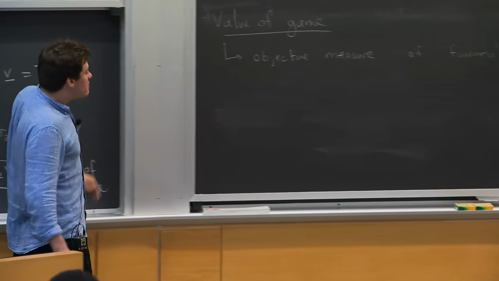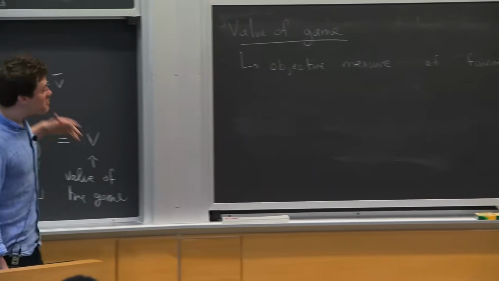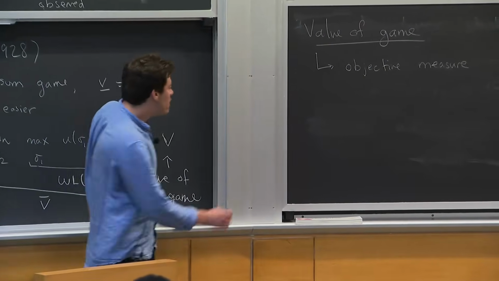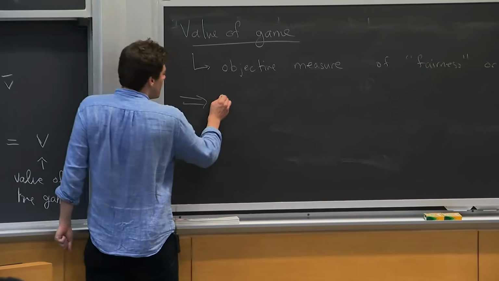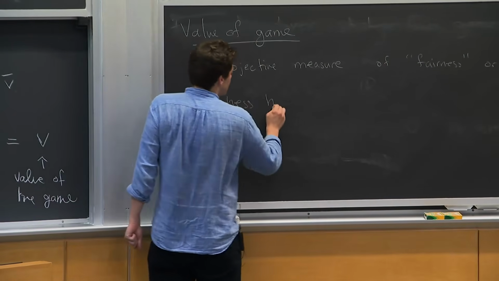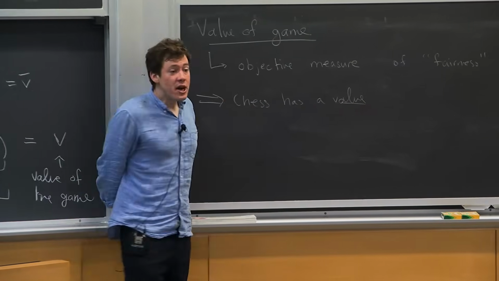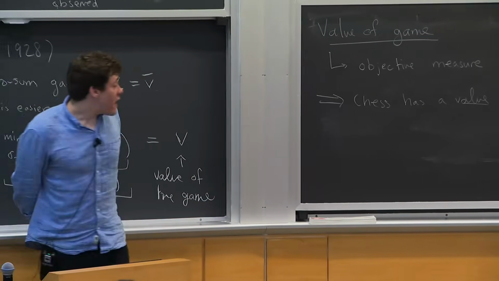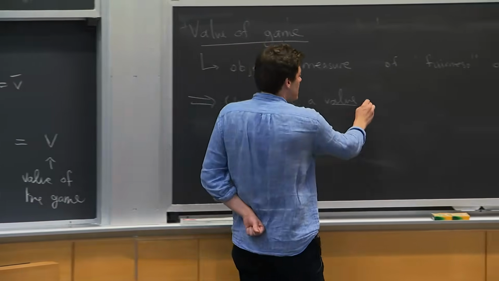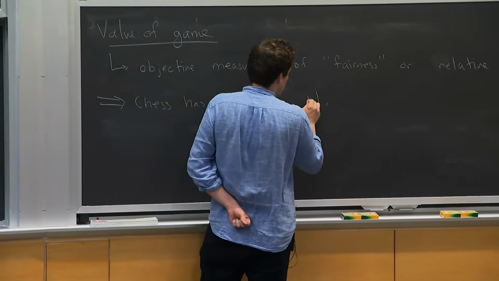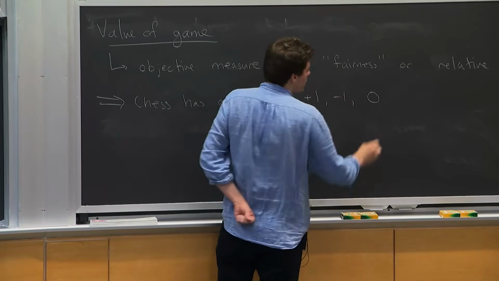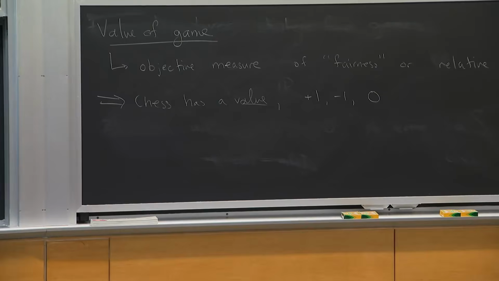So at first you might say, we've just done some inequalities, there's nothing fancy here. But one amazing implication of this is that chess has a value. In fact, we can say more: the value in chess is actually either +1, -1, or 0. Now, chess is still a finite game, so everything applies.